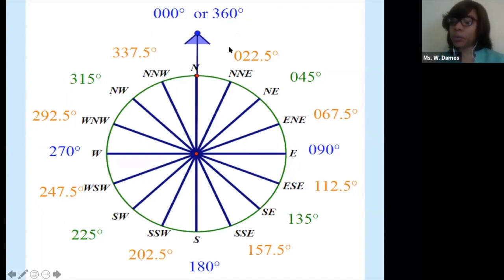Okay, so these are some of the degree measurements of the 16-point compass. You can be familiar with them. An easy way to figure this out is when you have your 4 main cardinal points, your north, your east, your west, and your south, just know between every 4 cardinal points, you have a 90-degree angle. If you have your 8-point compass, you'll have a 45-degree angle between each one. And with the 16-point compass, you're going to have a 22.5-degree angle between each one of these.